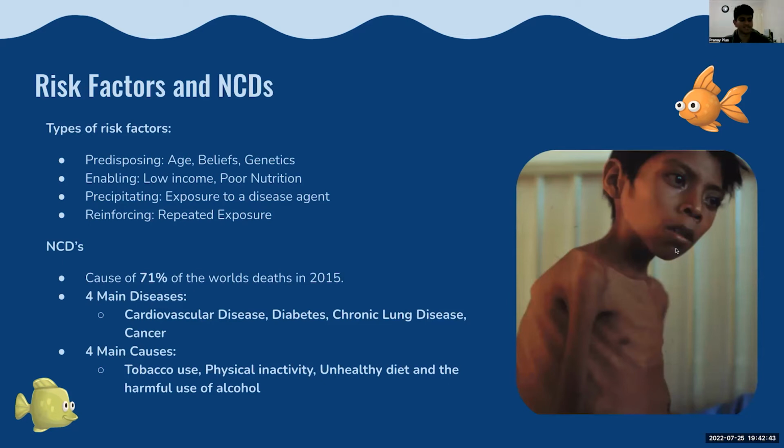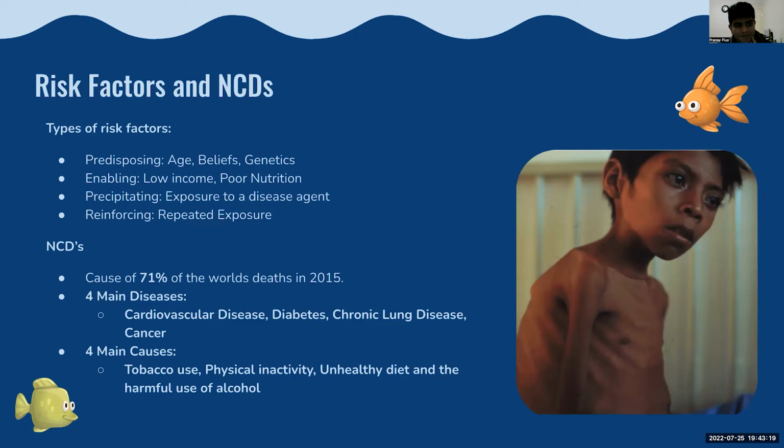Okay, so next thing is risk factors. This is kind of low yield stuff, but just for the sake of completion. So there's 4 main risk factors here. So we've got predisposing, enabling, precipitating, and reinforcing. You kind of need to know the definitions of these. So kind of just trying to understand, predisposing means stuff that's like not really in your control, like your age or your genetics. Beliefs is something that's kind of like an iffy one, but if you're born into a culture and that's how you've been raised, then that's kind of also predisposing.